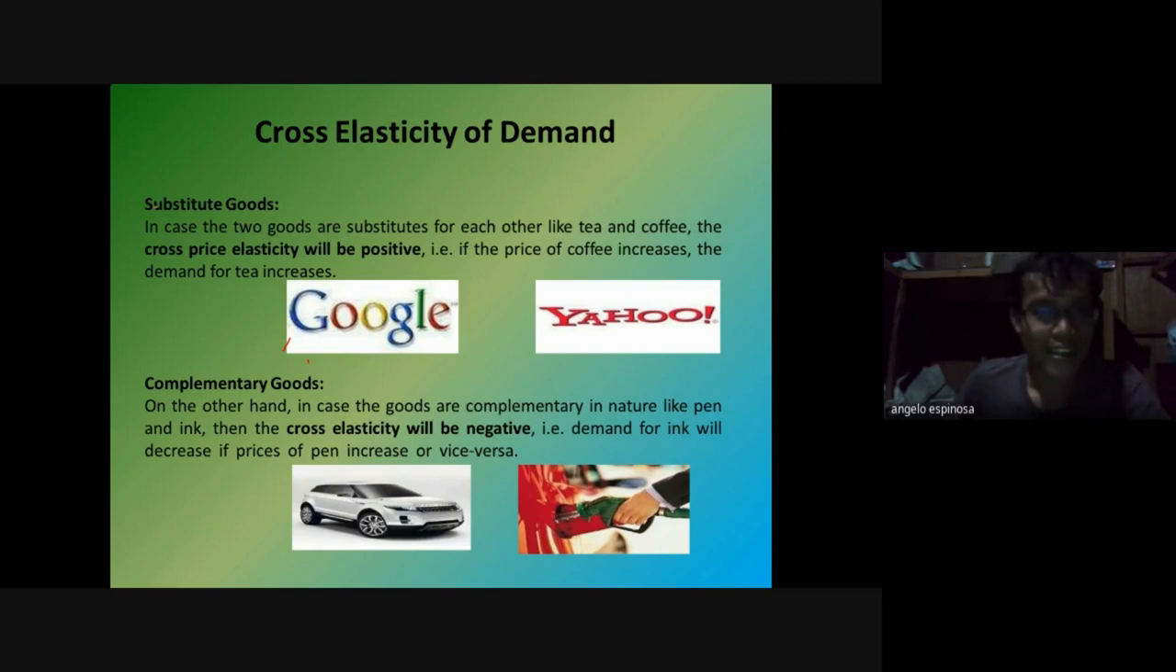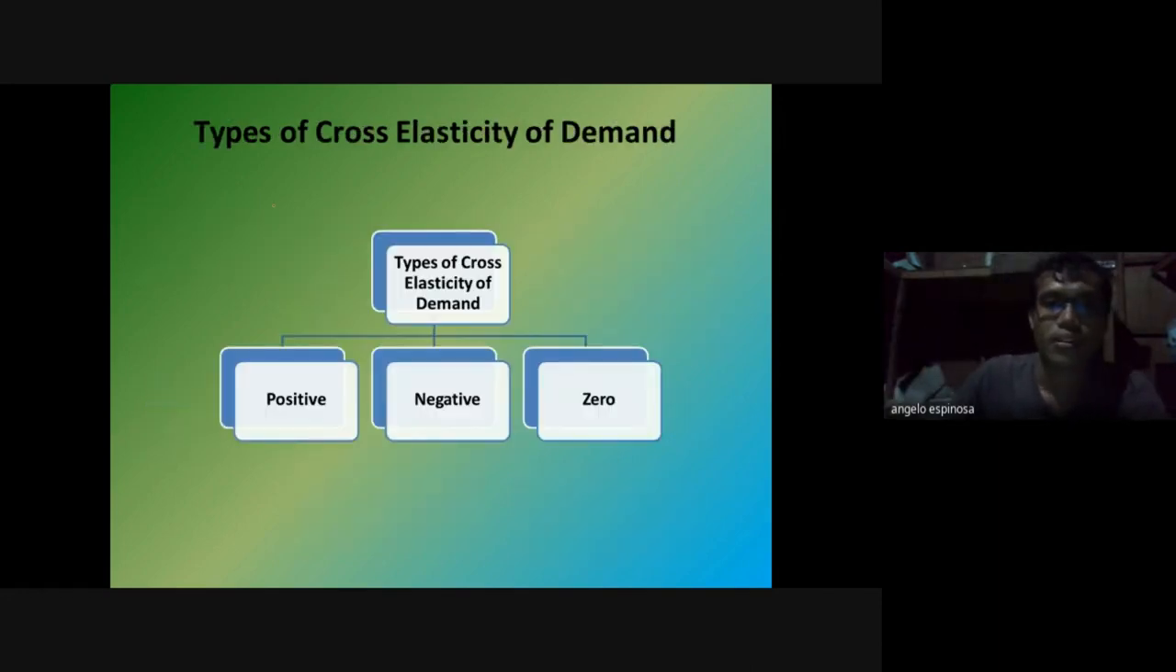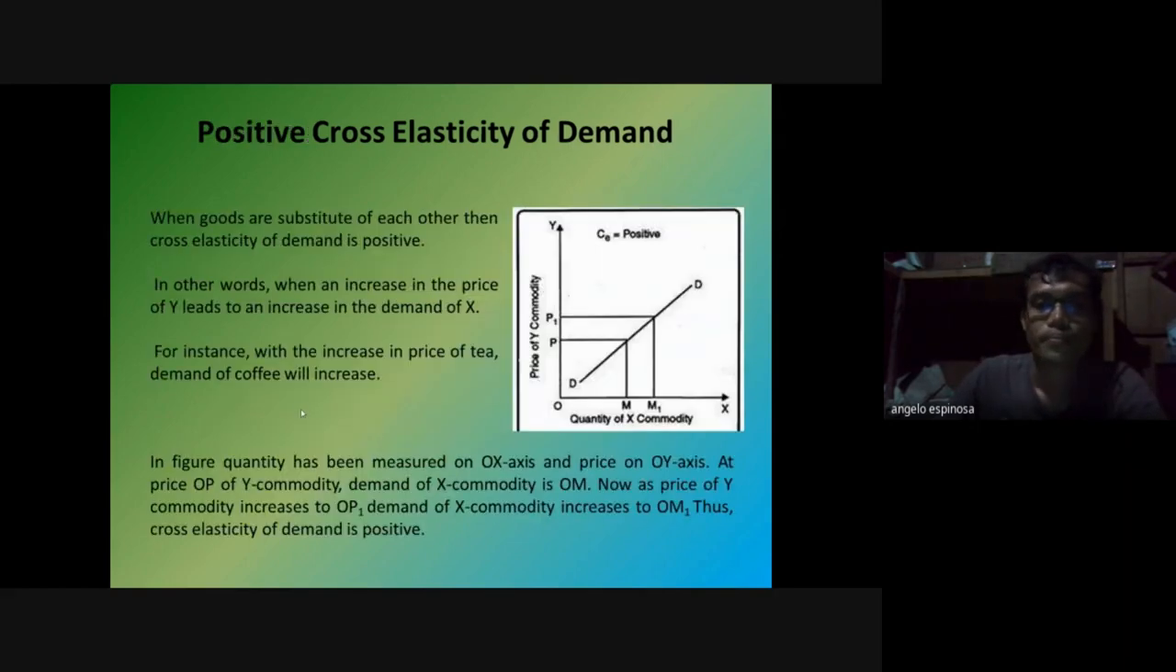So we have, in case the two goods are substitute for each other, like tea and coffee, the price is positive. Oh, sinabi ko na kanina yan eh. Pag bumaba, bumaba din siya. Okay, so types of cross elasticity of demand. We have positive, negative, and zero. Positive cross elasticity is because of substitute goods. Those are substitute goods. If the price is increasing, the quantity of the commodity is also increasing. So that is what we call positive cross elasticity.